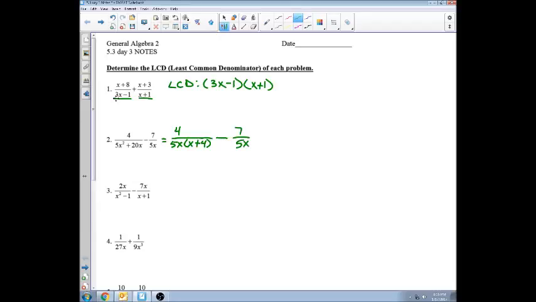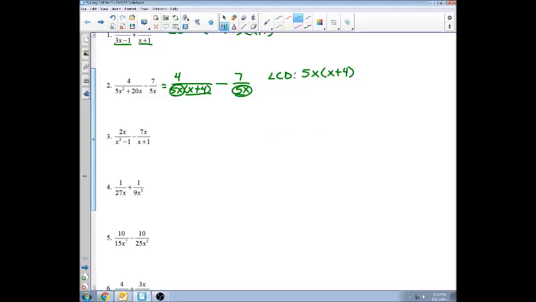From here, what I will do is look for anything that they actually share. Well, so I have 5x times x plus 4, and I have 5x, which means that they share this 5x. So my LCD, anything they share, I'm only going to multiply once. So I'd have 5x. I'm going to underline anything they do not share, so x plus 4. So my LCD would be 5x times x plus 4. All right. Let's keep moving here.